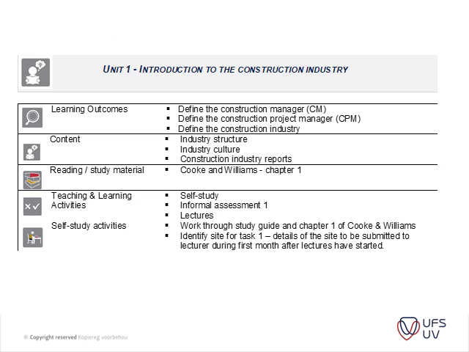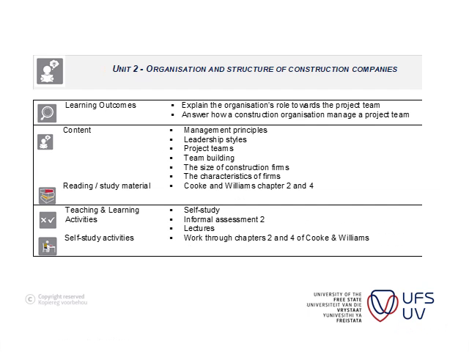Okay, so unit 1, like I said, is just read through it. We basically just defined who the construction manager is and the construction project manager, and defined the construction industry. So even though this is not that important, it will assist you in answering questions and making arguments during the exam. Then unit 2 is the same thing. Explain the organization's role towards the project team. Answer how the construction organization manages the project.